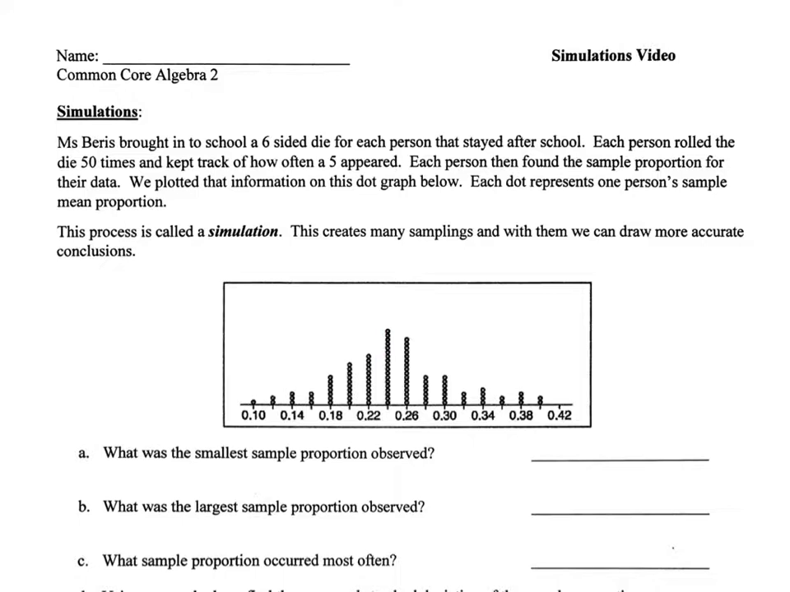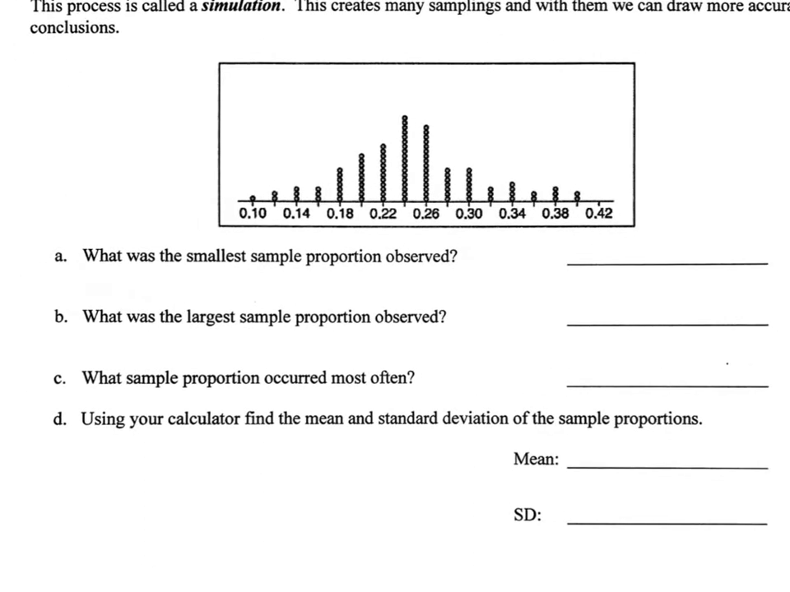So it's basically just a way to draw more accurate conclusions and to have a lot more data. More data means more accurate conclusions. Okay, what was the smallest sample proportion? This one with this dot, that's the smallest. So that means 10% was the smallest amount of time a 5 appeared. The largest would be up here, 0.39. Which one occurred the most often? Well, these little dots are how many times they occurred. So 0.24.